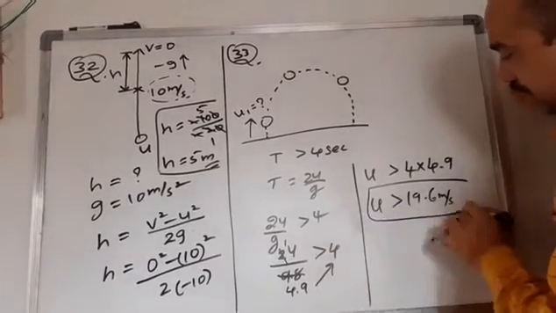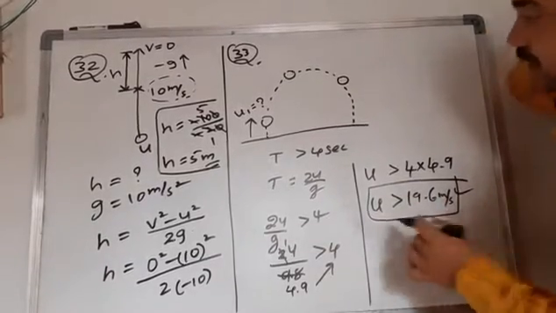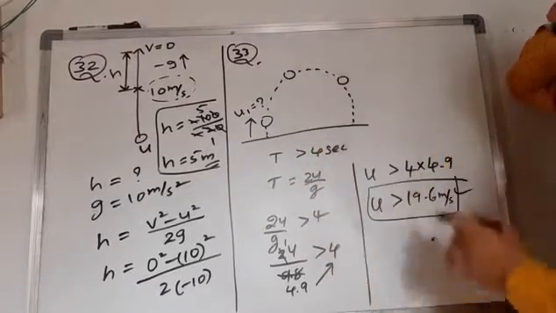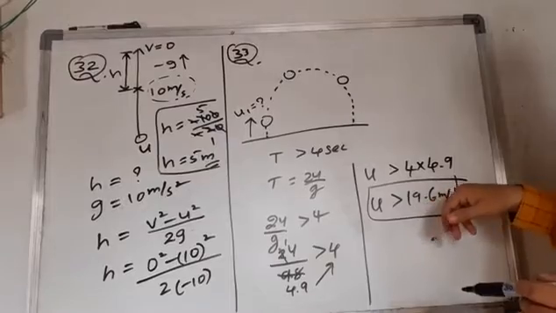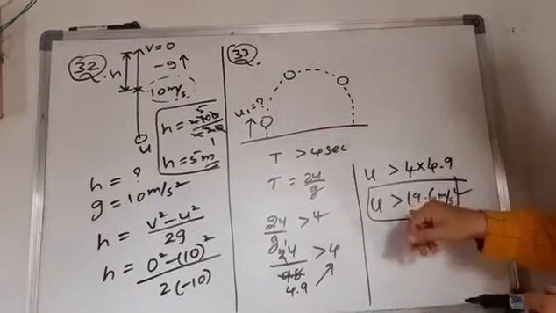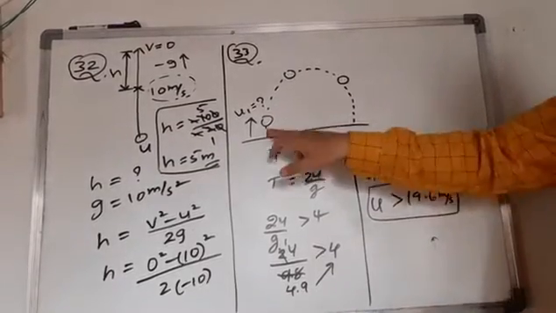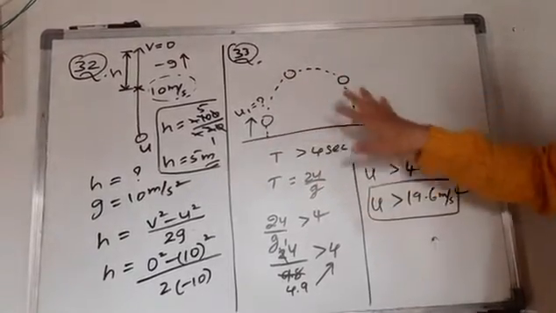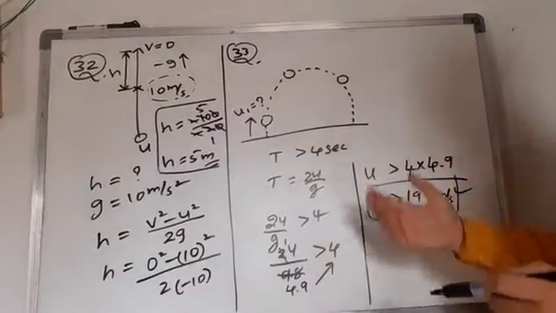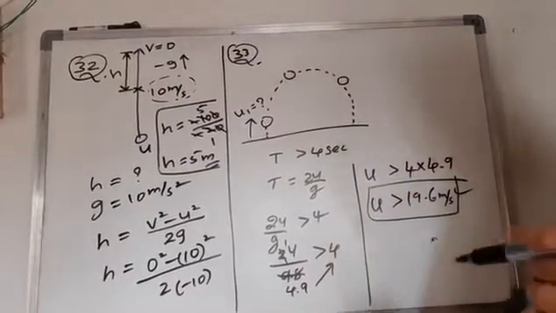If u is greater than 19.6 meter per second, then only we can keep the balls in the air. First ball should be thrown with 19.6 meter per second, and the next ball with 19.6 meter per second, and the third ball should also be thrown with 19.6 meter per second. Then only all 3 balls, at least 2 balls, will be in the sky. So this is the question.